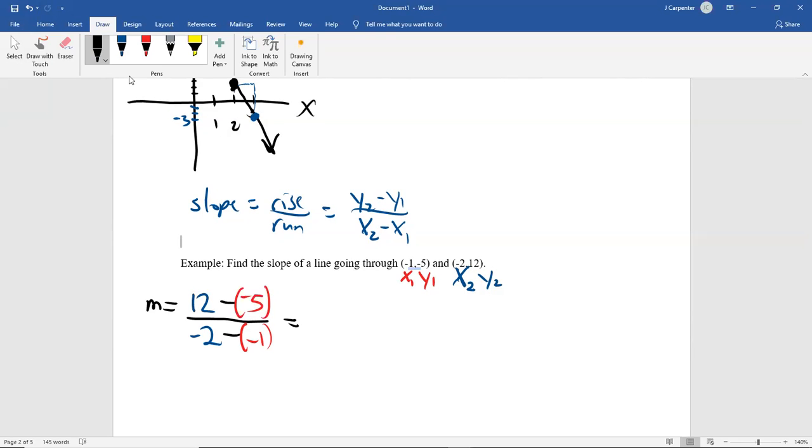Double negatives mean change it to addition. So that's 12 plus 5 and -2 plus 1. 12 plus 5 is 17. -2 plus 1 is -1. But a positive divided by a negative is a negative. We don't really like a negative being left in the bottom. We also don't need to leave a 1 in the bottom. That's just -17. That's our slope.